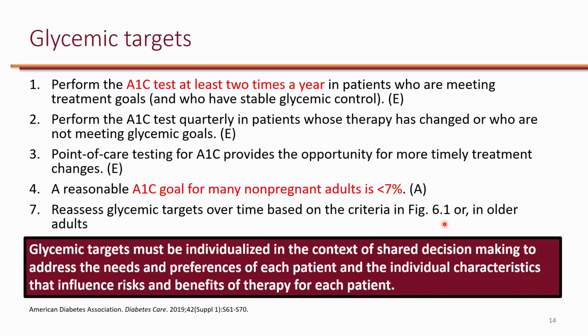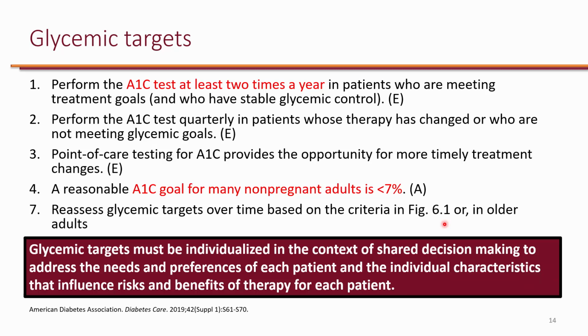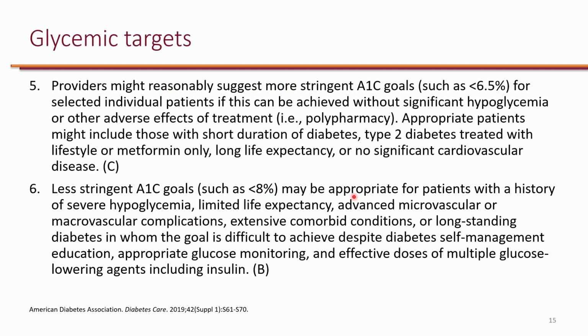So that's the primary target, and I'll talk about the other targets in a little bit. Now, they do say that you can use more stringent A1C goals, such as A1C of less than 6.5, for certain patients. You can also have a less stringent A1C goal, for example, A1C of less than 8% for some patients, and they give you that figure. And here's that figure.